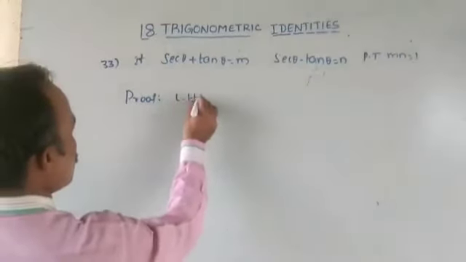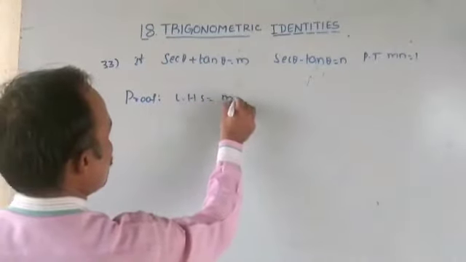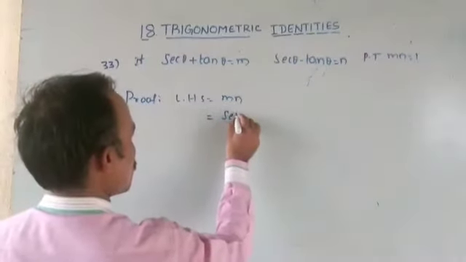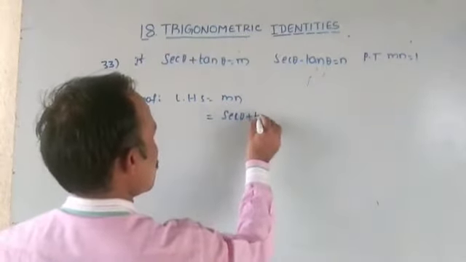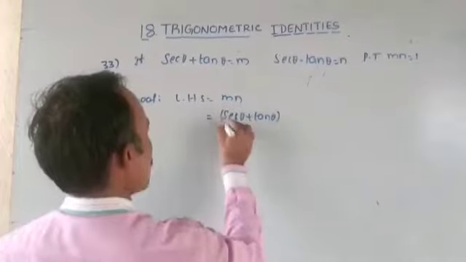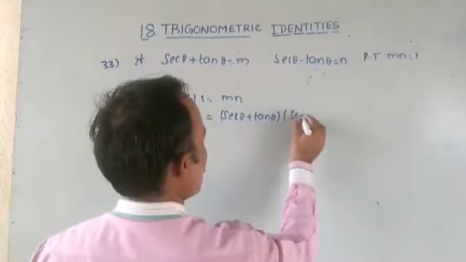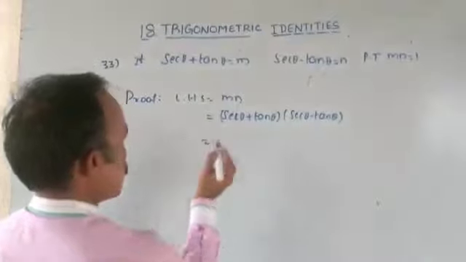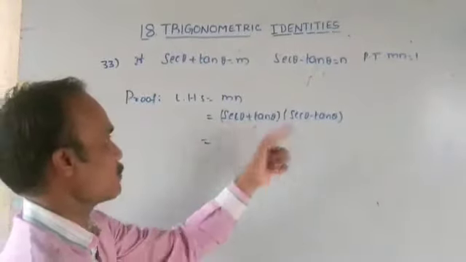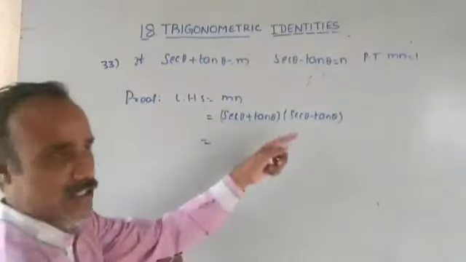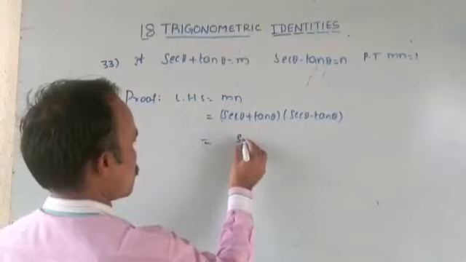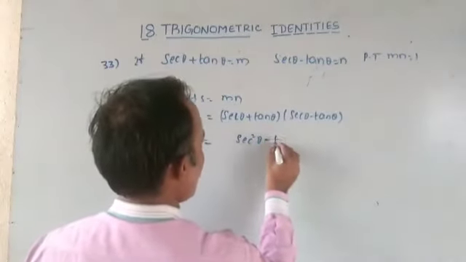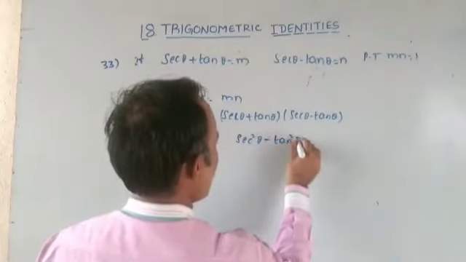Consider LHS. That is mn. Replace the m value, secant theta plus tan theta, and the n value, secant theta minus tan theta. Multiply these two. This is of the form a plus b, a minus b. So a plus b into a minus b is equal to a square minus b square. Similarly, secant square theta minus tan square theta.